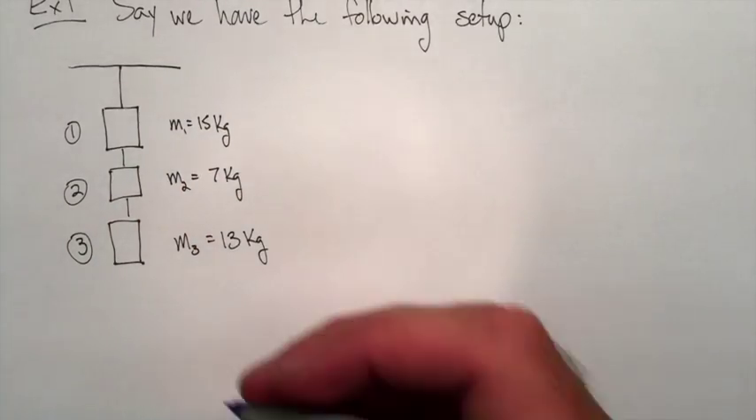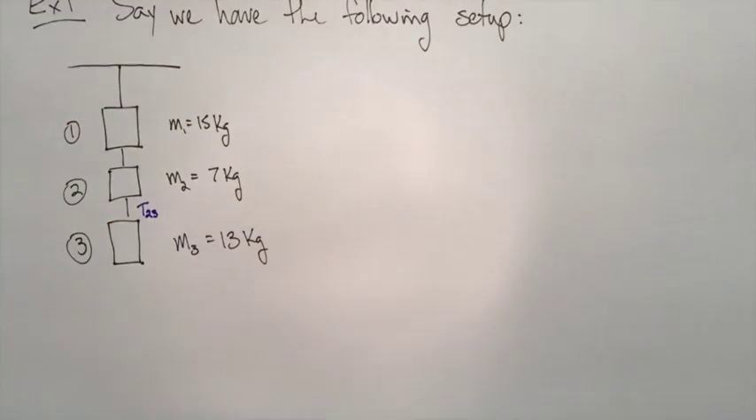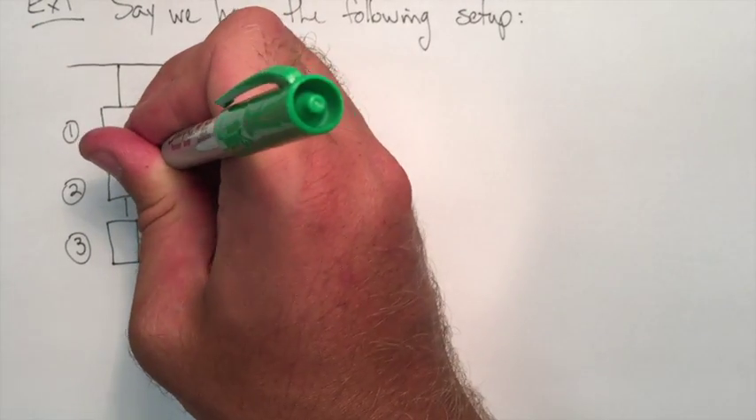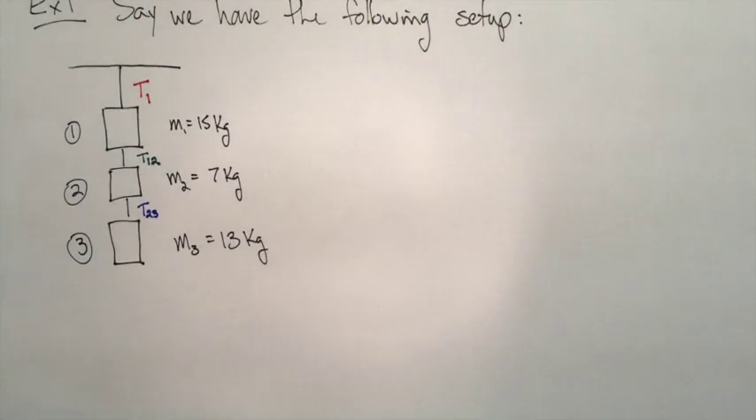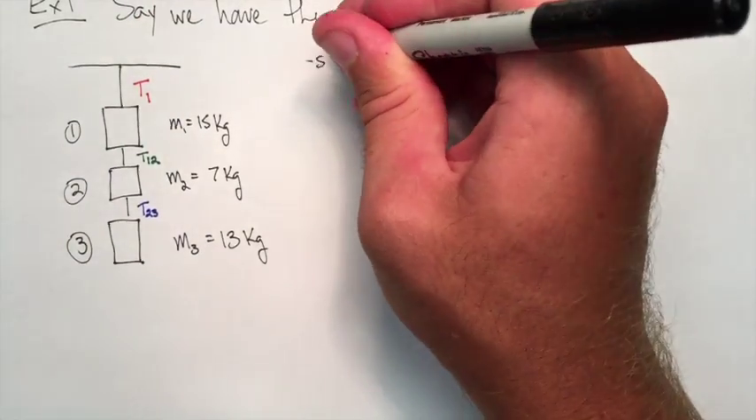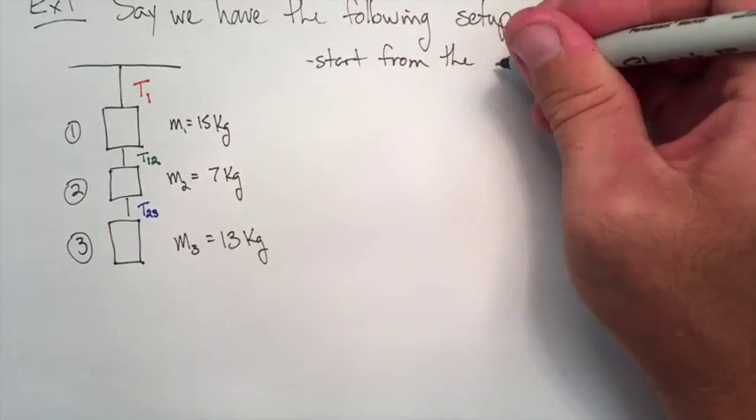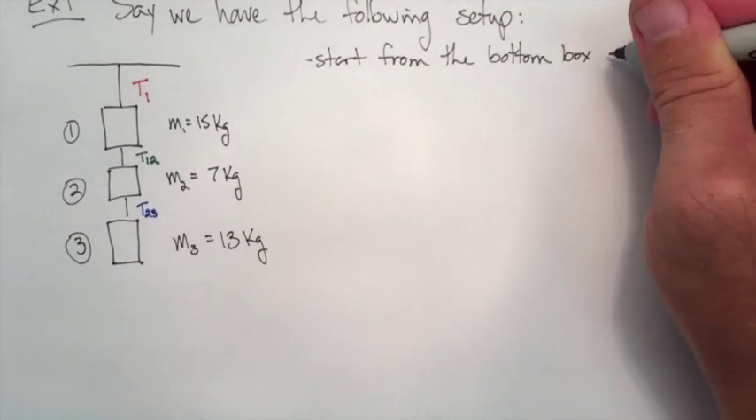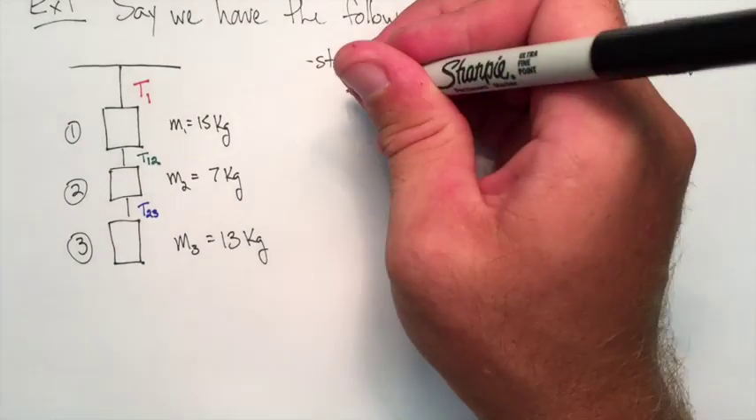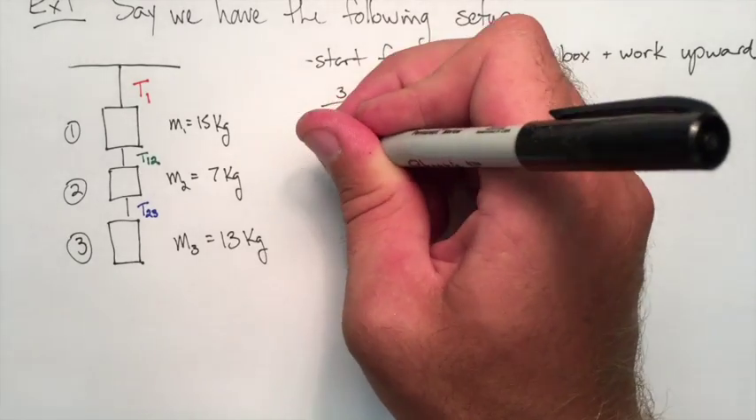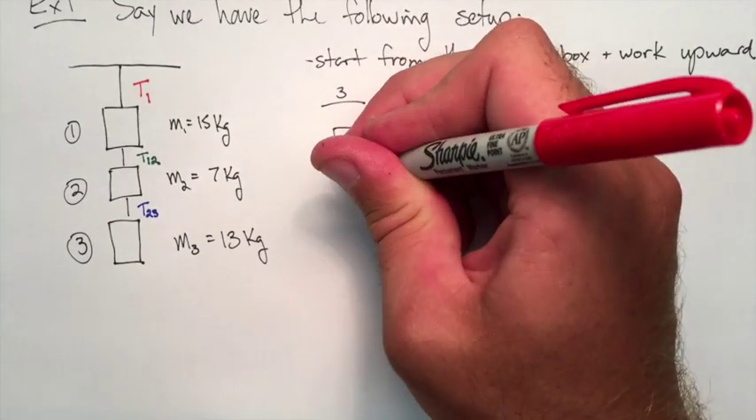Now the ropes between them are where the tension is going to be, so we'll call the bottom one, because it's between 2 and 3, T23. The next one will be between 1 and 2, so T12, and we'll just call the one on top T1. The idea of solving this is we want to start from the bottom box and then work our way upward. So let's look at the bottom box and draw a free body diagram.